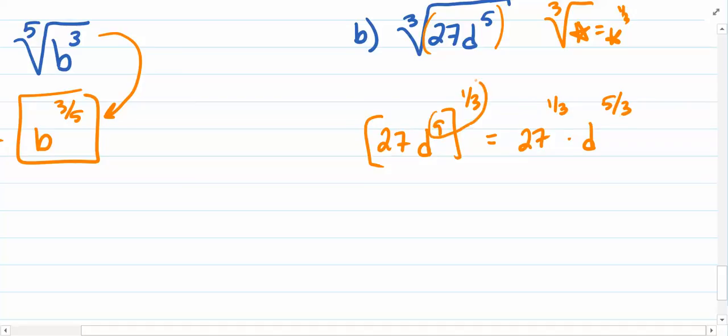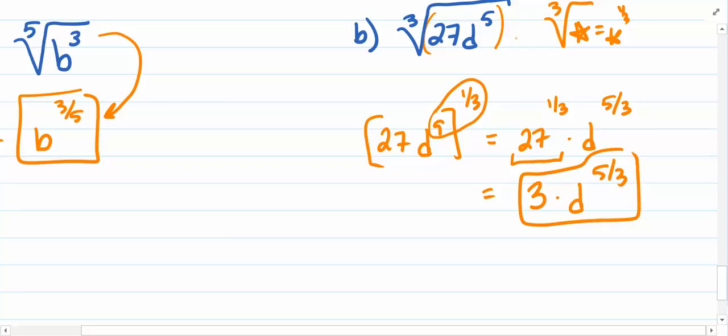Okay, 27 to the 1/3, well, that means what number do I multiply by itself 3 times to get me 27? And that is the number 3. So this has a value of 3. And then the leftover part that I have is just d to the 5/3 power. So I have taken my radical form and I have changed it into exponential form.